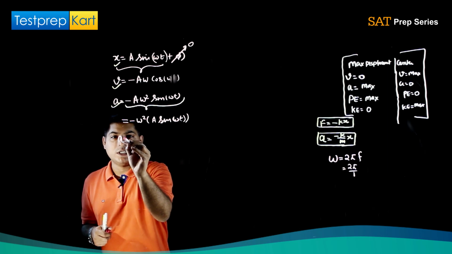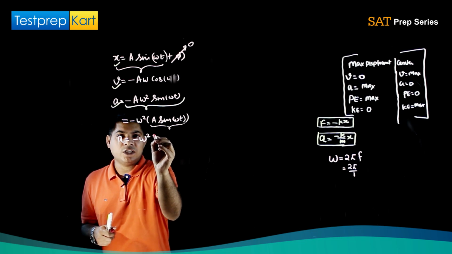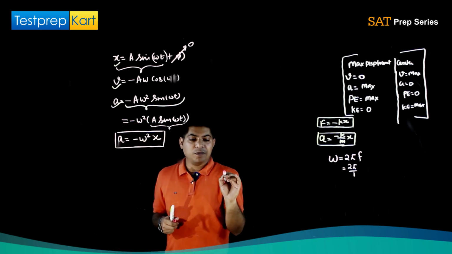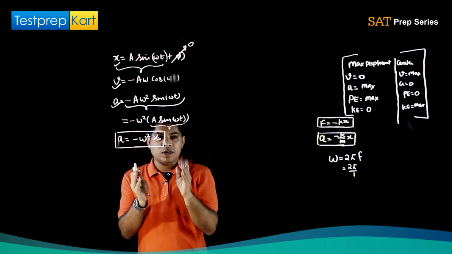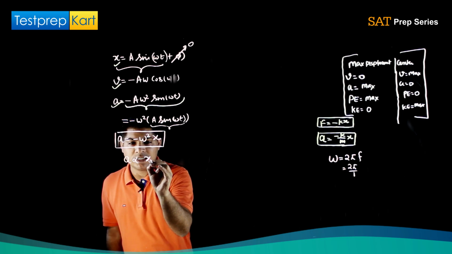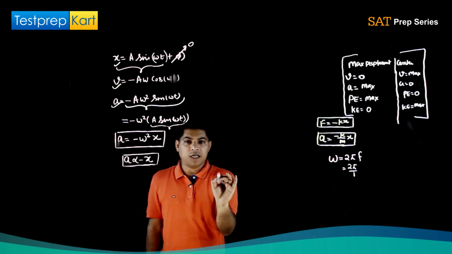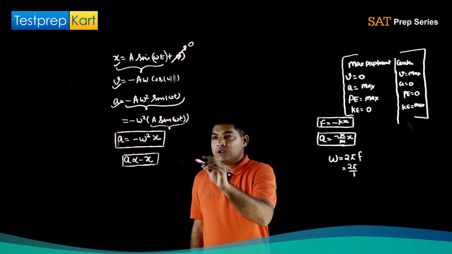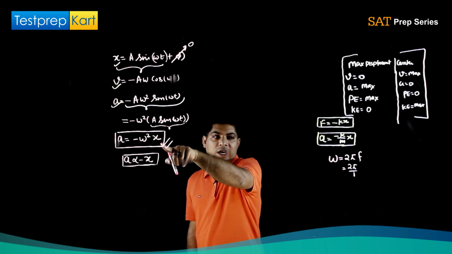So we can substitute the value of this term in this equation, and what we'll get is minus omega square into x. And this is the necessary condition for simple harmonic motion: whenever any object undergoes simple harmonic motion, acceleration will be proportional to displacement but in the opposite direction. If any object satisfies this condition during motion, then the motion will be simple harmonic motion.